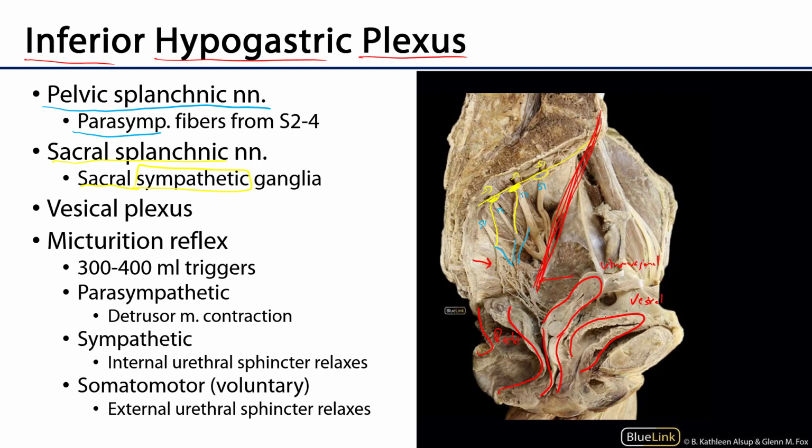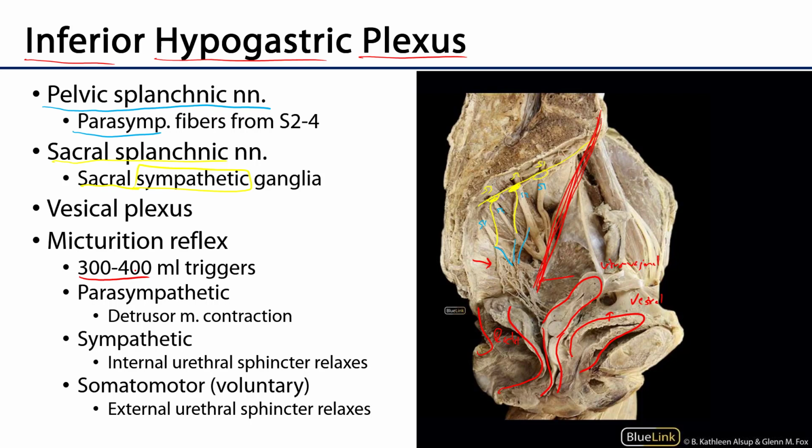When the urinary bladder stretches, it can initiate what's known as the micturition reflex. The micturition reflex is usually triggered when the bladder is about 300 to 400 milliliters full. Specialized stretch receptors in the wall of the bladder, called baroreceptors, are triggered, and they send a message back through visceral afferents. This is sorted out in the central nervous system, and then effector signals go into play.